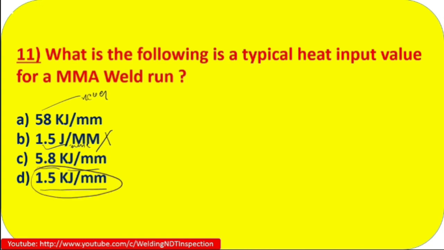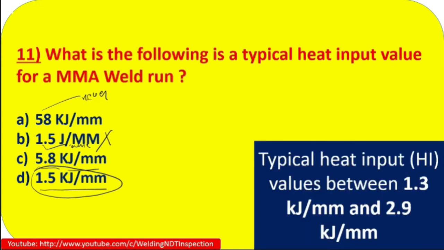So we can say 1.5 kilojoule per mm. It is from experience. When you do any welding job as a welding inspector and you are doing daily welding inspection at your site, then definitely you can understand D will be the correct one. Also, I am giving typical heat input values between 1.3 to 2.9 kilojoule per mm. So you have to remember this, 1.3 to 2.9 kilojoule per mm. This is the typical heat input value for MMA welding.